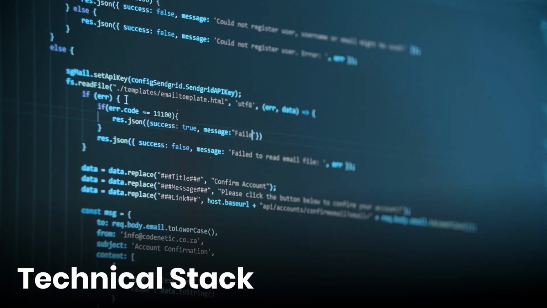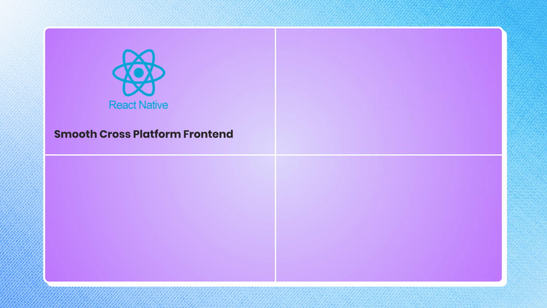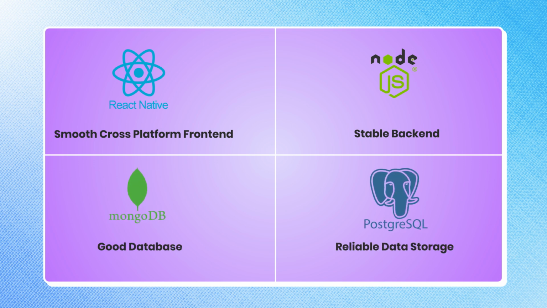Number 3 is technical stack. Your technical stack is like the foundation of your house. Popular choices for a community app include React Native for a smooth cross-platform front-end, Node.js for a scalable backend, and a database like MongoDB for reliable data storage. This stack ensures your app can handle high traffic and provide a seamless user experience.